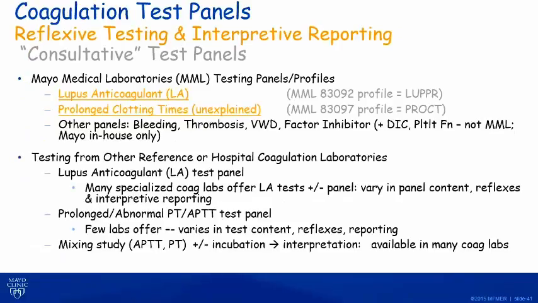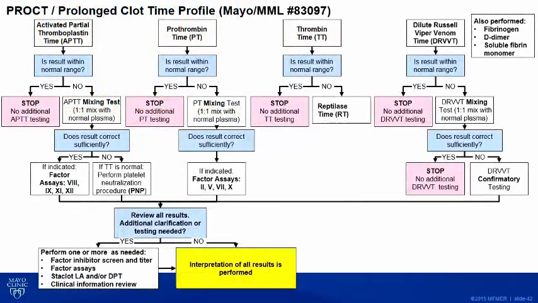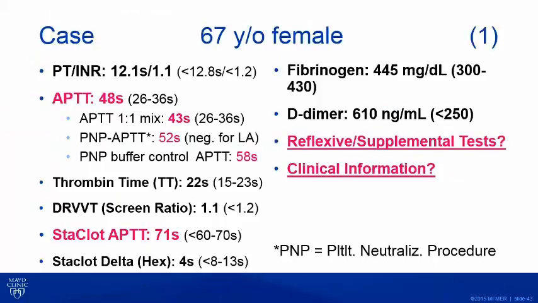I was going to skip that one and show you the algorithm again, and then we'll circle back to the case. Where we had gotten to with this case is we'd done a PTT, a mix, a platelet neutralization procedure. We had done a pro-time and thrombin time. They were both normal. We'd done a DRVVT. That was normal. At the bottom, we'd added a StaClot LA test. So I won't tell you the clinical information. I'll tell you the next tests.